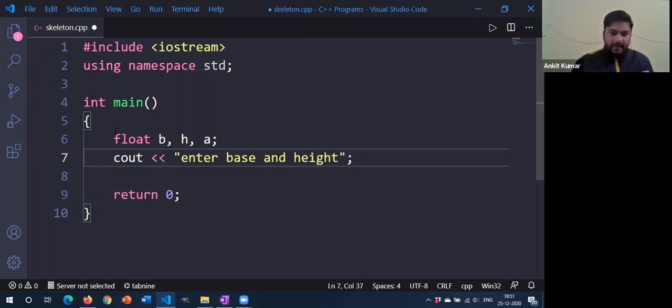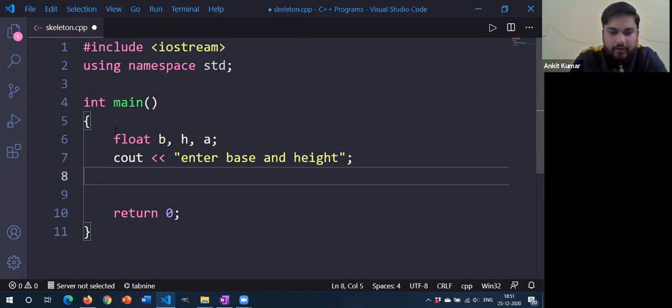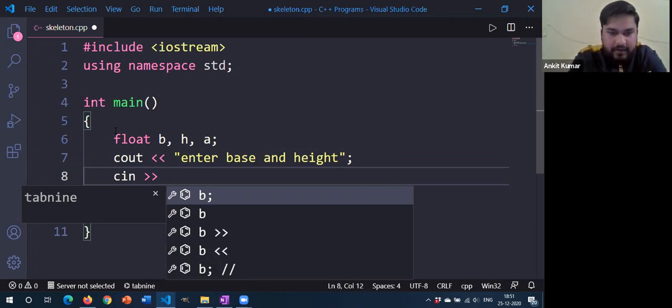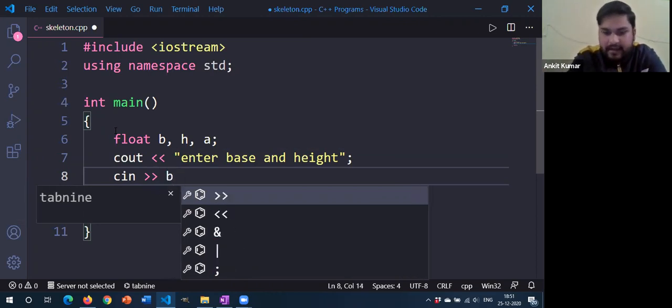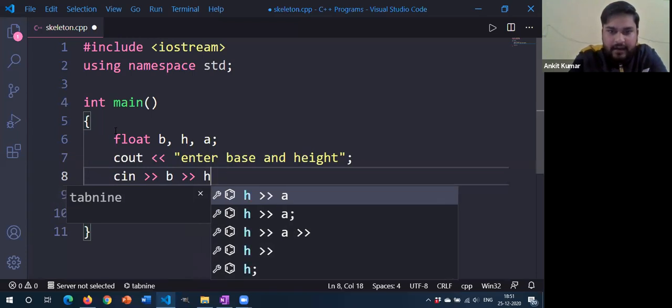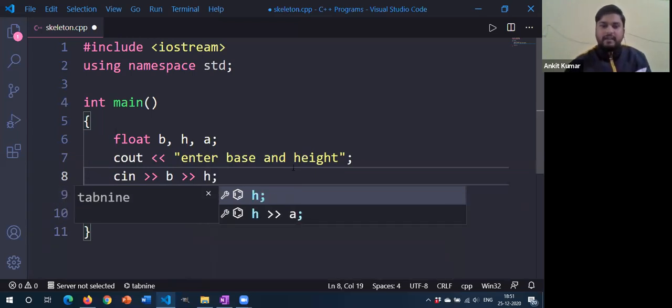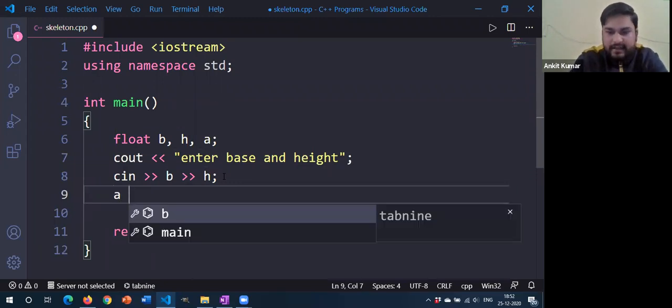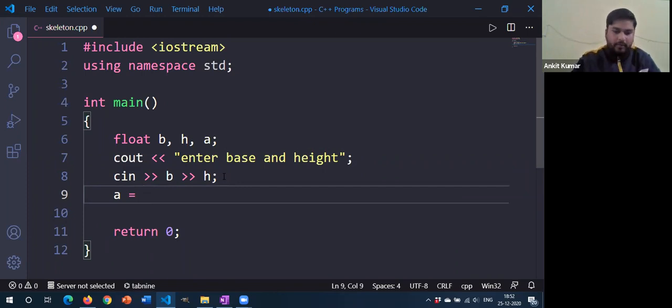This message will be printed on the screen, and we want to get the input. So cin, and we want to insert something. This operator is the extraction operator. It will extract from the input buffer and put into the variables. The variables are b, first I will take base, and then I will take height. These are the inputs that we want to get. After that, I want to calculate the area. So a is equal to, I will perform the operations.